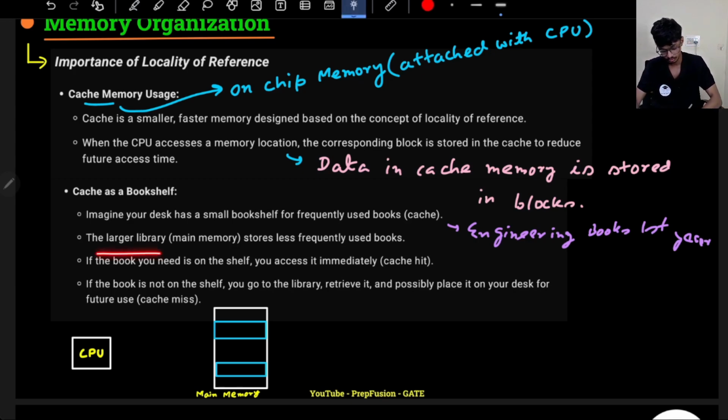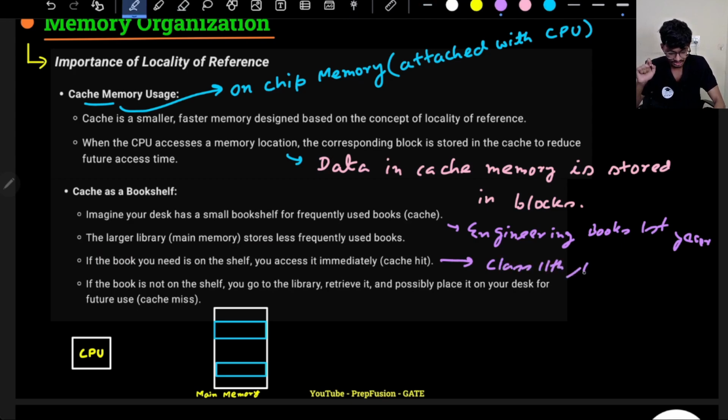Now you have a larger bookshelf, a larger library, which is used to store the less frequently used books, like your previous books, class 11 and 12 books, because they can be required. You are studying engineering in ECE, so electrical concepts like circuits and basic EMFT, you have studied those subjects. Maybe one day you may require them, but not frequently. You might require them once or twice, correct? So the less frequent books are stored in the bigger bookshelf.